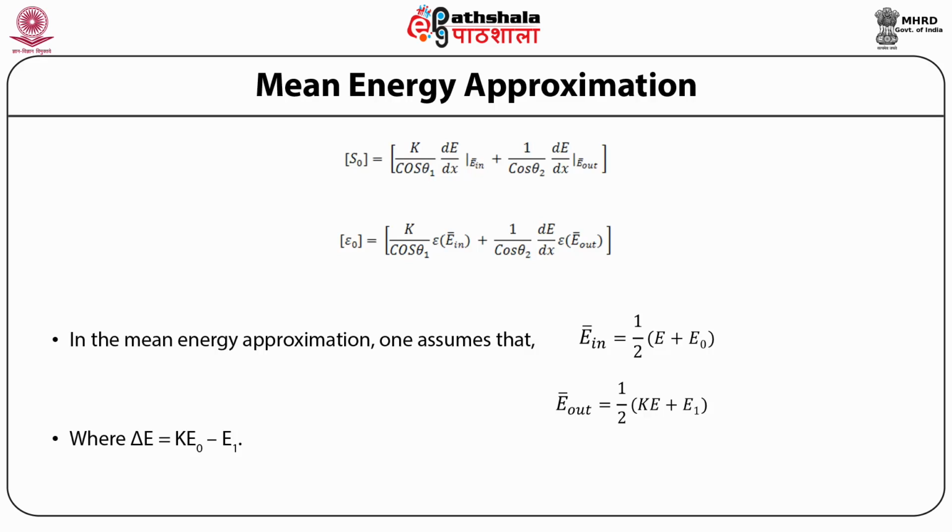In the mean energy approximation, one assumes that E in bar is equal to half multiplied by (E + E0), and E out bar is equal to half multiplied by (KE + E1), or E in bar is equivalent to E0 minus 1/4 of ΔE, and E out bar is equivalent to KE0 plus 1/4 ΔE, where ΔE = KE0 − E1.